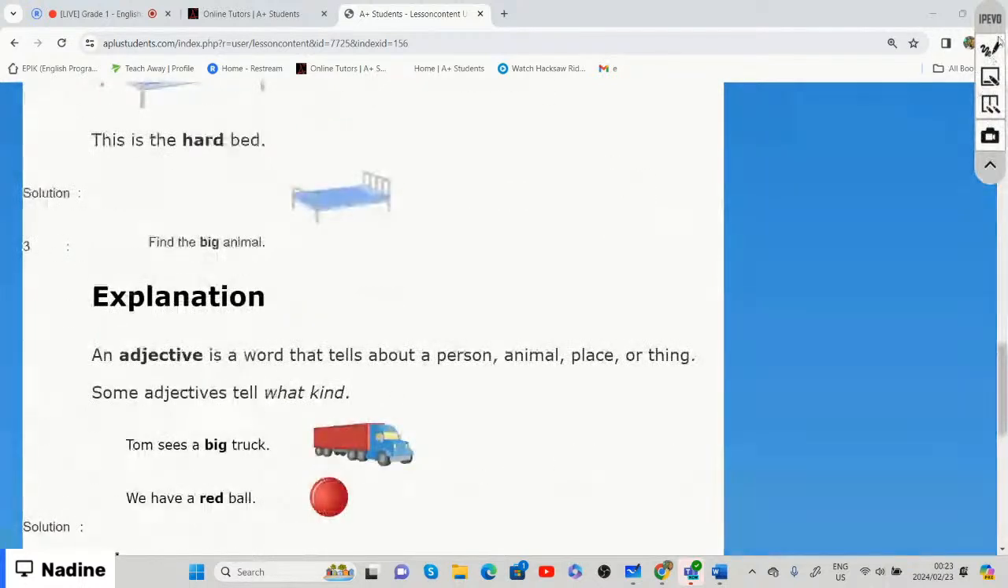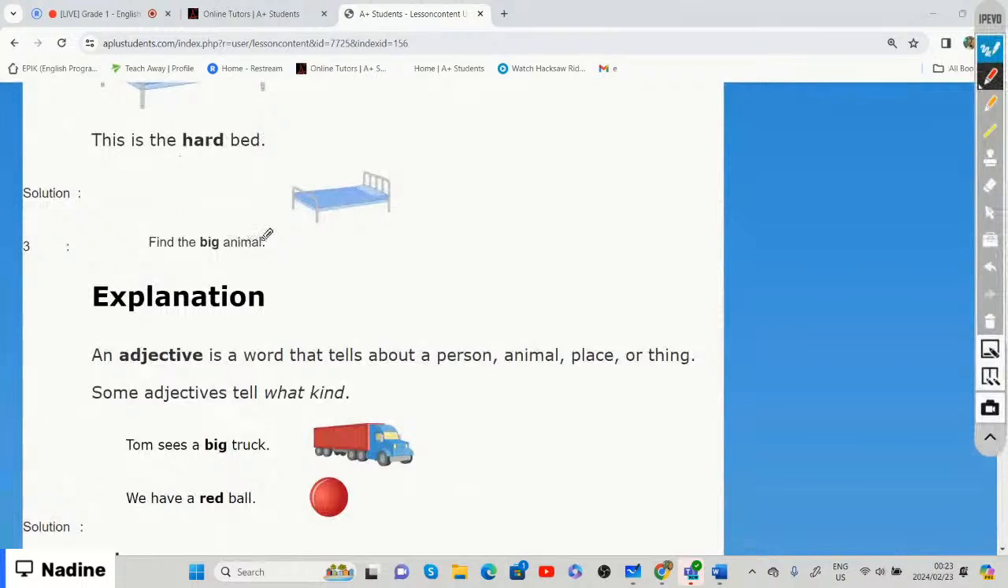All right, if we go into the next one, it says, this is the hard, okay, not the hard bed. Find the big animal. So find the big animal. If you were to find the big animal, how are we describing the animal? Like what kind of animal?